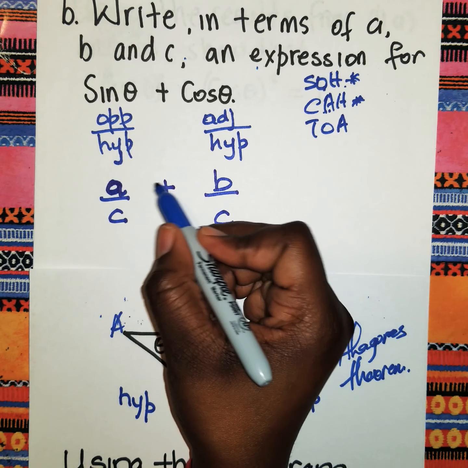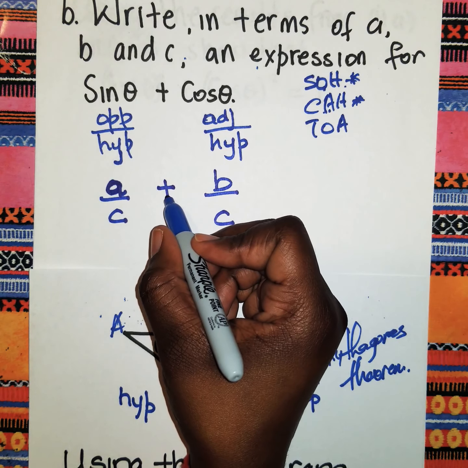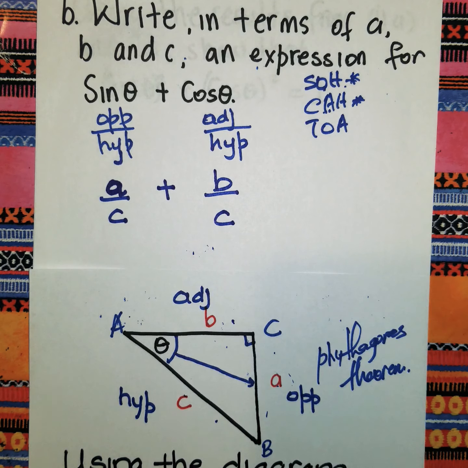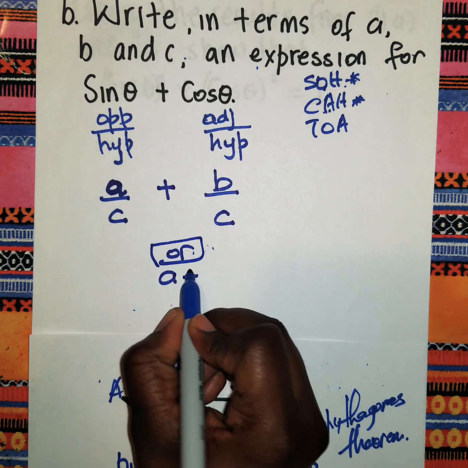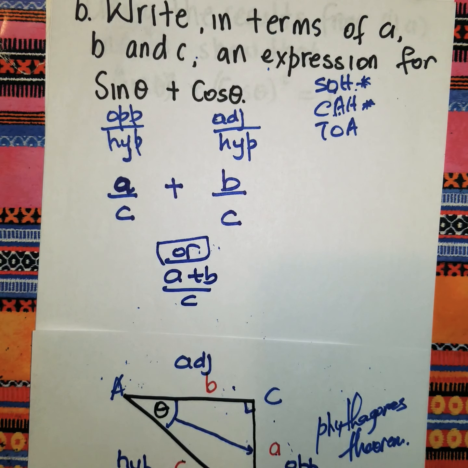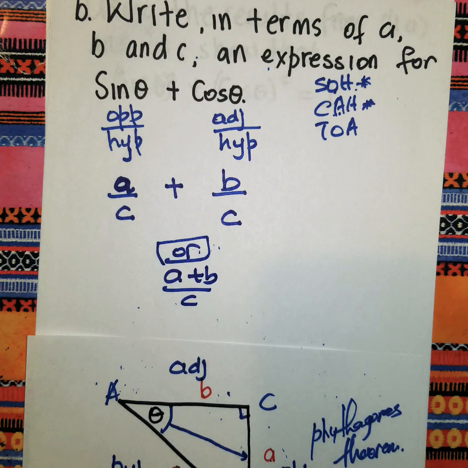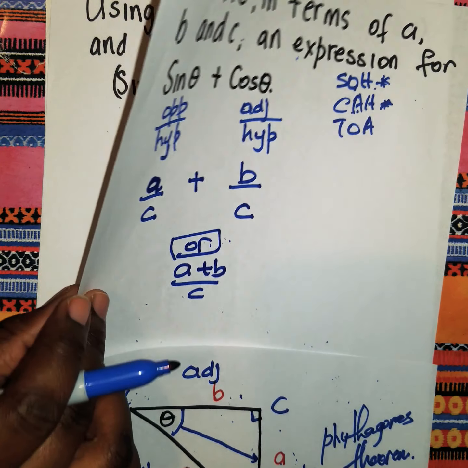So it's A over C, sorry, plus B over C. If you want to simplify, you can say A plus B over C. So our answer is A plus B over C. All right. So that's it for that question. Let's move on to the next one.